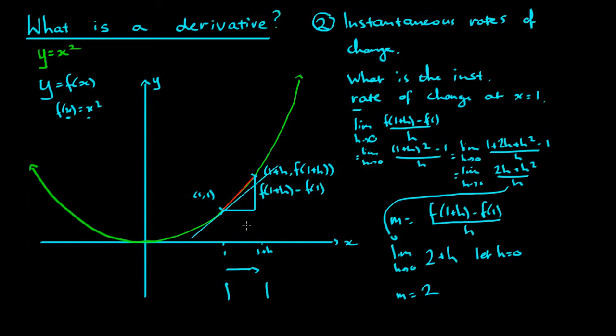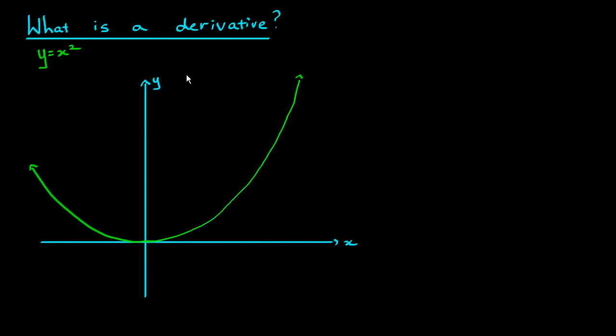Now let's look at how to find this for every single possible value of x all at once. I'll delete all this working, I'll leave it there for a few seconds. Okay, so now finding the instantaneous rate of change for any, we'll say any, x.